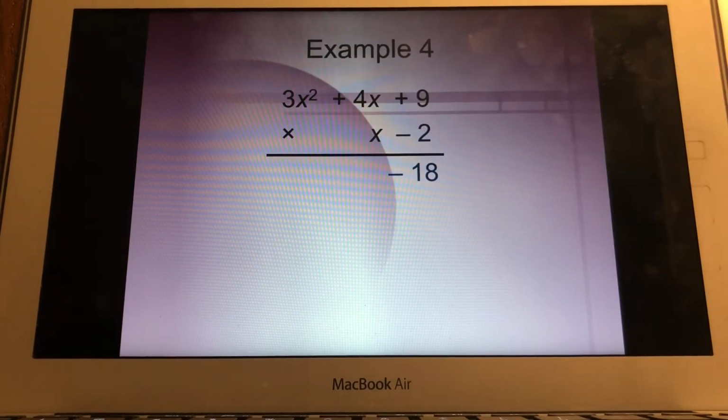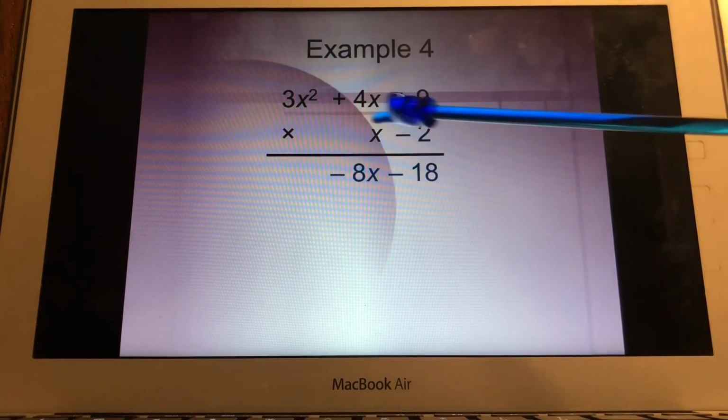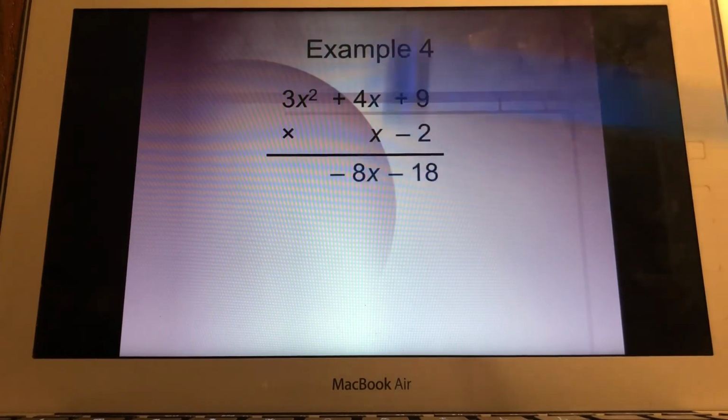Negative 2 times 9 is negative 18. Negative 2 times 4x is negative 8x. Negative 2 times 3x squared is going to be negative 6x squared.